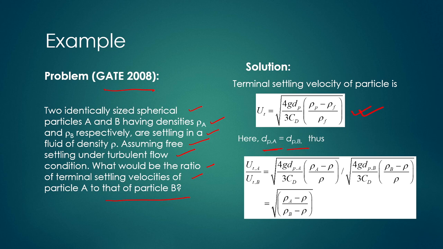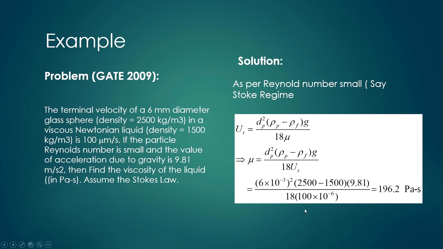Now after substitution of the dpa and dpb values, and for constant fluid density, the same fluid but different particle density, we take the ratio and get this value uta by utb. Finally, after simplification, we get root over (rho A minus rho) by (rho B minus rho). So you can get it.